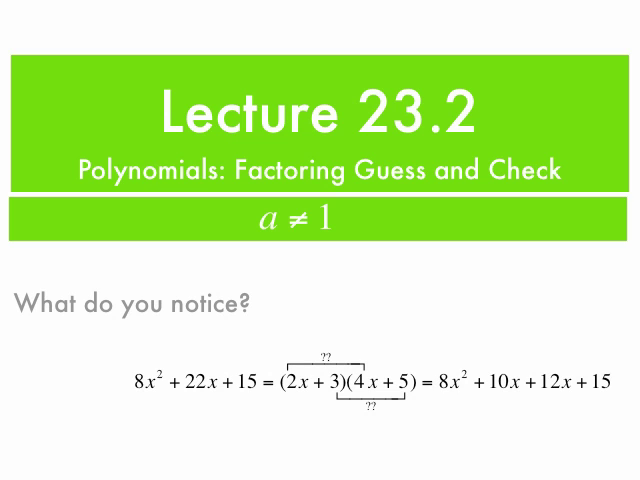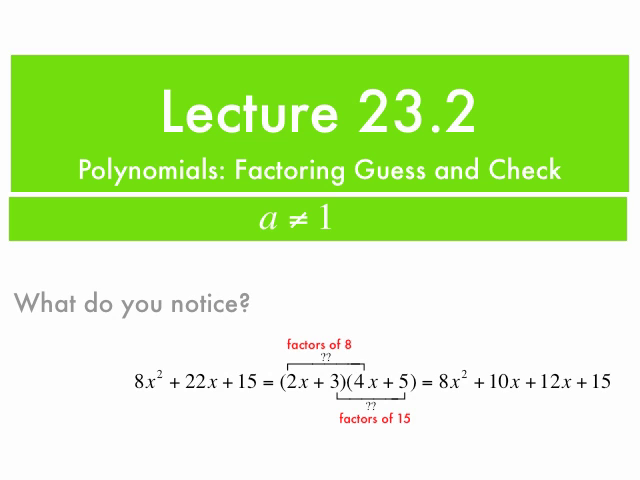So what do you notice about the 2x and the 4x? Where did I get 2 and 4? Why did those make sense? Well, the 2x and the 4x, when I multiply them, gave me the 8x squared. So the 2 and the 4, those are factors of 8. Now, the 3 and the 5, we should be used to that. Those are factors of 15. So the thing I want you to notice here is that the first guys in the parentheses give you your first term. The last guys in the parentheses give you your last term.